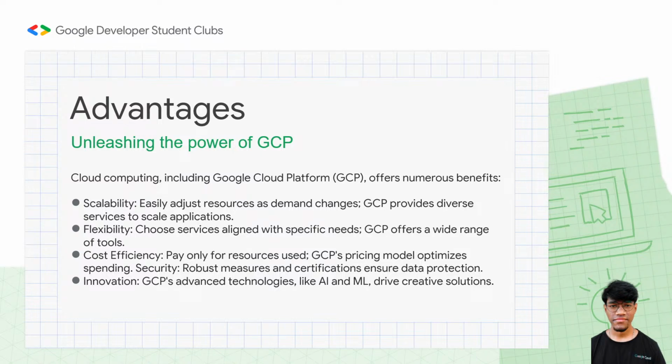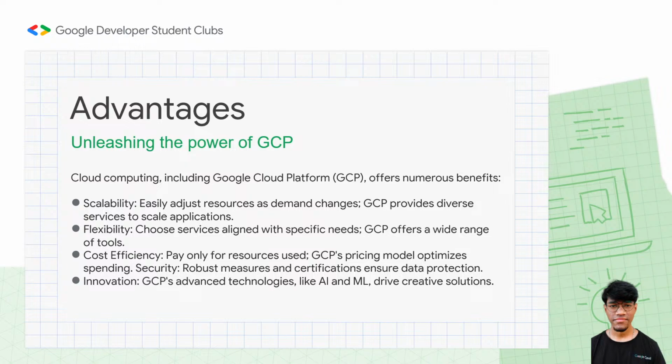So we also have the advantages of GCP, such as scalability and easily adjusting resources as demand changes. Suppose our website traffic is less, we can scale it down and use resources efficiently. Whereas if it demands high traffic, we can also scale it up and improve our website. Then flexibility: services aligned with specific needs. GCP offers a wide range of tools such as the computing machines, the VM machines, and other data storing technologies.